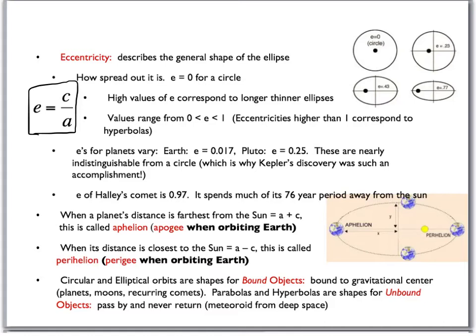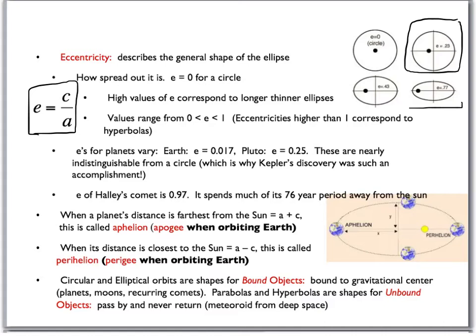thinner ellipses. So we can see here an E value of 0.77. That is a much longer, thinner ellipse. When we look at this one here that has an E value of about 0.23, it actually looks pretty close to a circle there. Now when we look at some of the values associated with the planets, such as Earth, Earth has an E value of 0.017. Even Pluto, no longer a planet, would have an E value of 0.25.